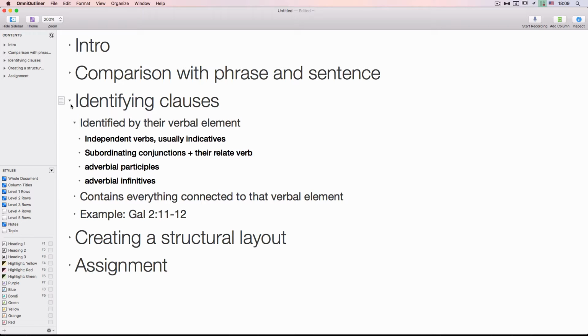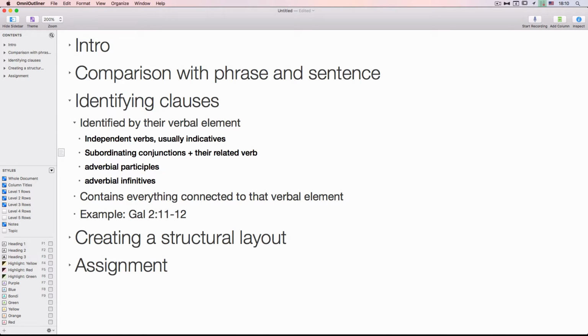Usually these are indicatives because in Greek the indicative is oftentimes used to create the basic sentence structure, but it's not the only independent verb that can be used. For example, you've learned about the hortatory subjunctive, and so that's entirely possible, but most of what we're going to be looking at would be indicative verbs, which basically create the structure of an independent sentence or an independent clause.